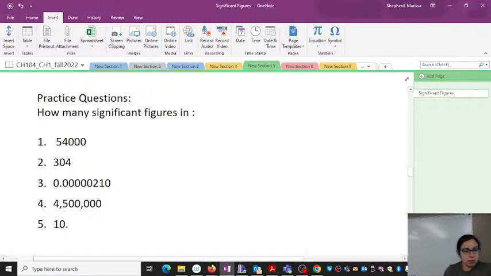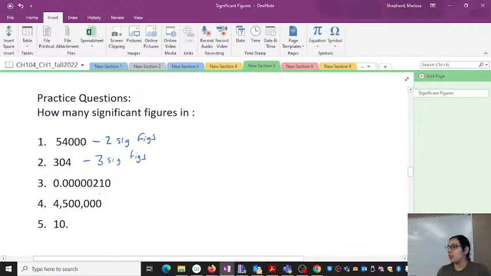So let's look at number 1 here. So 54,000, show me some fingers. How many sig figs? Let's see, excellent. I see 2s everywhere, so good job. So these zeros, they're just showing how big, so they're not significant. What about number 2 now? Let me see some fingers. So 3s, 3s, 3s, excellent. So 3 sig figs.